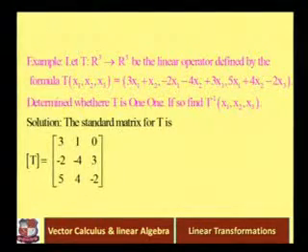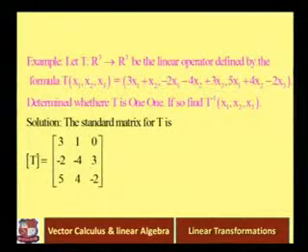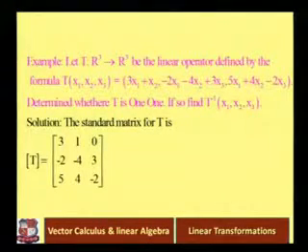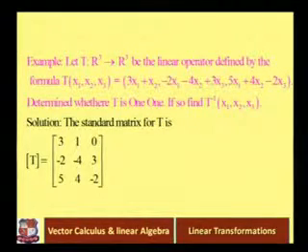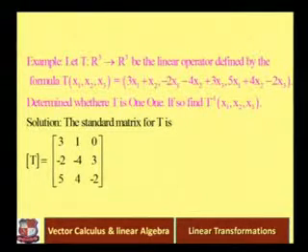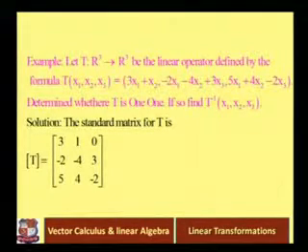So let's solve some examples. First example, T from R3 to R3 is the linear operator defined by the formula T of x1, x2, x3 equals: first coordinate 3x1 plus x2, second coordinate minus 2x1 minus 4x2 plus 3x3, third coordinate 5x1 plus 4x2 minus 2x3. Now we have to determine whether T is 1-1. If so, find T inverse of x1, x2, x3.